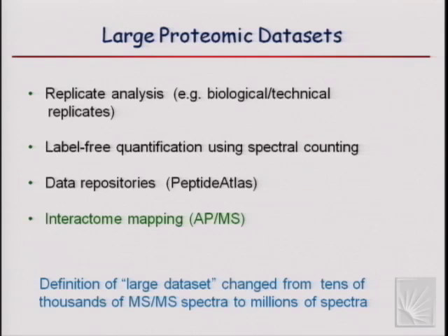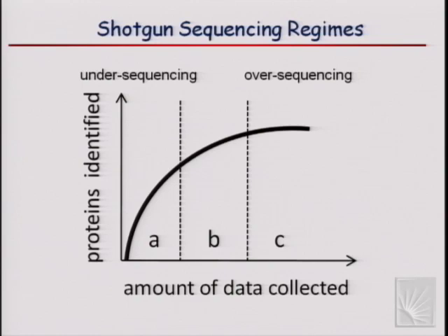But when we start looking at the really large-scale data sets that are generated now in the context of many studies, especially, like I said, label-free quantification using spectral counting, or data repositories such as the PeptideAtlas database, for example, that was mentioned by Jeff, or interactome mapping, APMS, like I said, really our definition of what used to be large scale, which is, you know, tens of thousands of MS/MS spectra, now changes to millions of spectra. And we have to really revisit now the statistical models that we have. And my group is actually doing that. So we went back to this, what I thought was quite a done deal in a way.